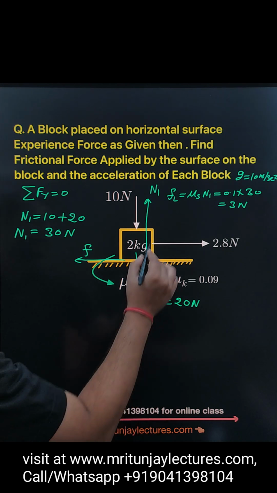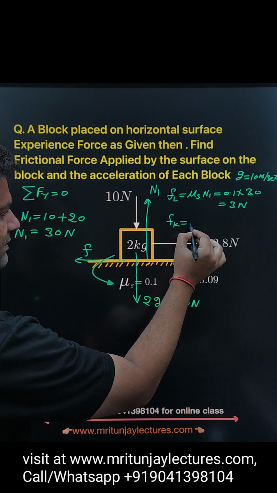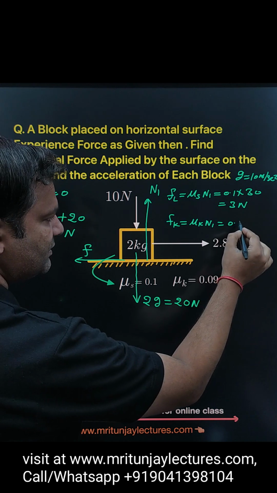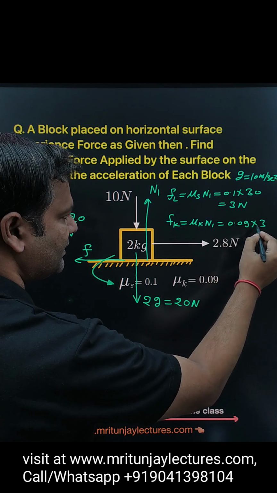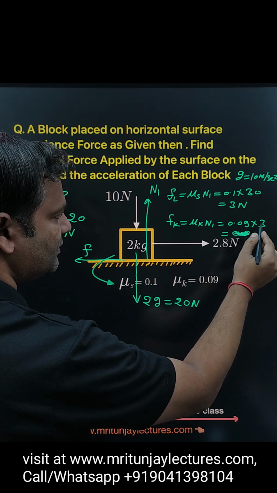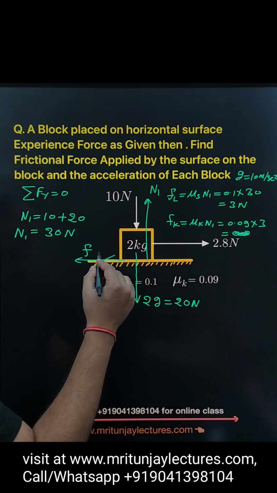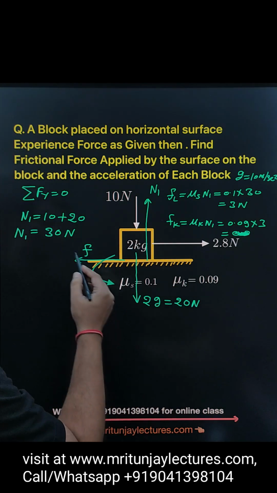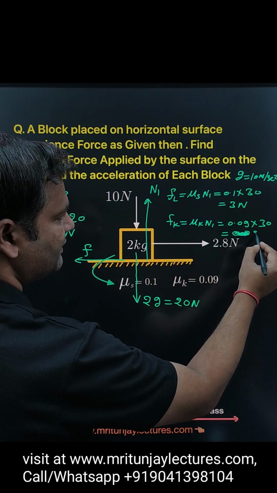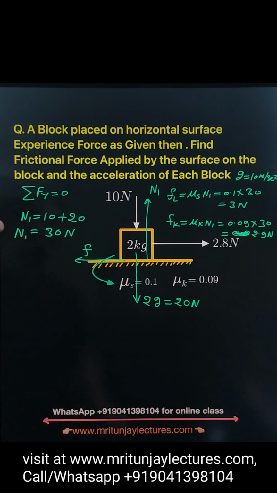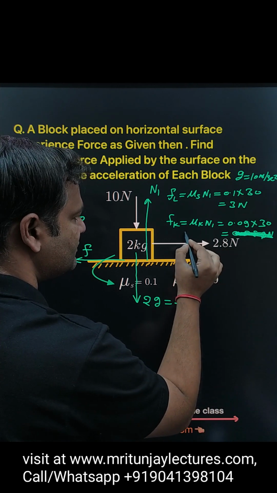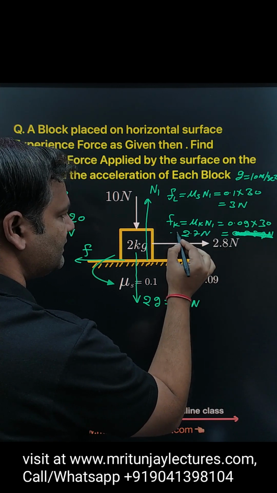And what about the kinetic friction Fk? Fk is μk into N1. μk is 0.09, so 0.09 into 30, that is 2.7 Newton. I hope it is clear.